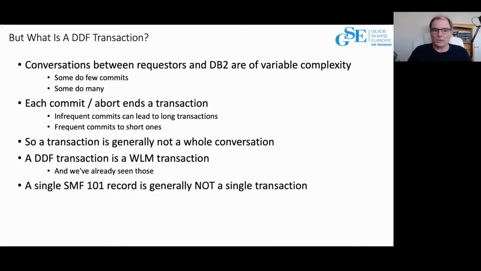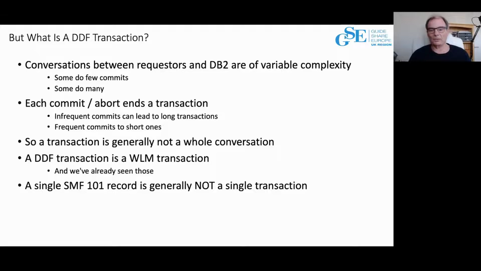The next point, I think, is that an SMF 101 record, and we are going to get low down and dirty with 101 records here, is generally not a single transaction. There is a parameter in DSN ZPARM called ACOMAC, which says how many commits in a single record. And I saw an ACOMAC value in a customer the other day of 1,000.